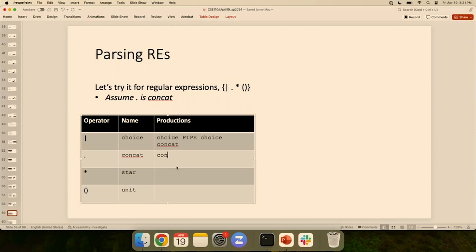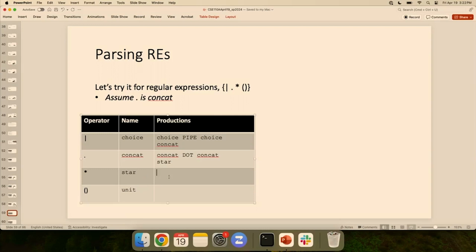Concat, except instead of pipe, that's the choice operator, we're just going to say dot. Yep, you could probably do something like that. Concat. And the other option is star. Okay, now what are we going to do here?